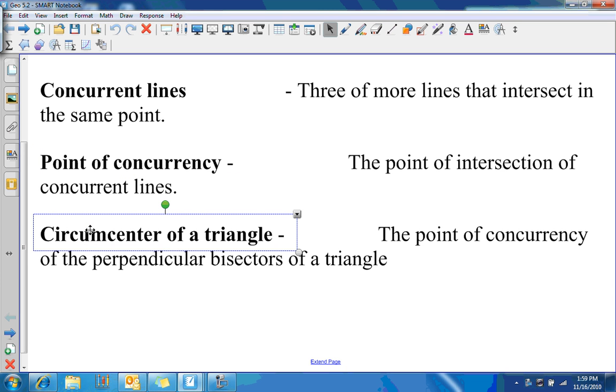And something called the circumcenter is that point of concurrency where the perpendicular bisectors intersect each other. That is very important. The circumcenter of a triangle is where the perpendicular bisectors intersect each other, at that single point where they intersect. So a lot of definitions, right? Main ones you need to know: perpendicular bisectors of a triangle, where they all intersect, is called the circumcenter of the triangle.